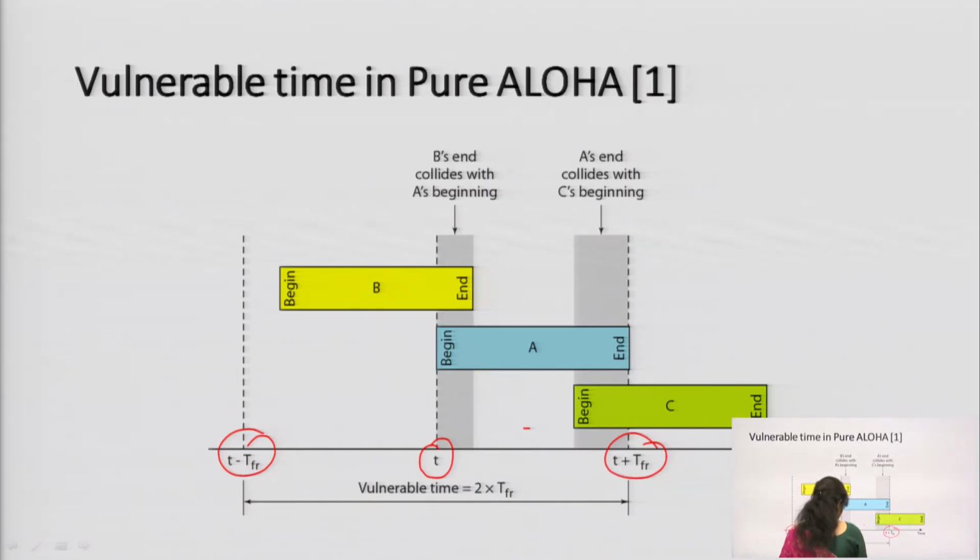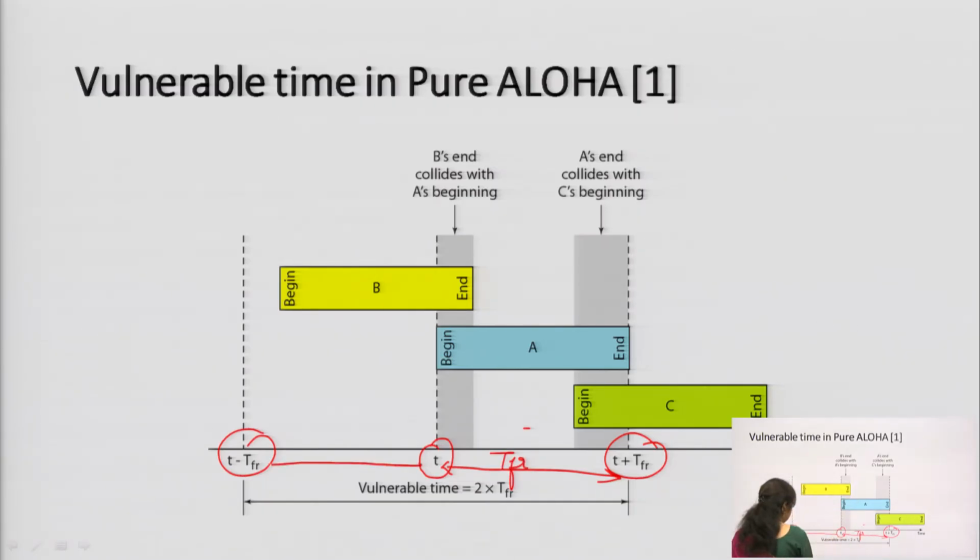And if you are going to consider this time duration, this is denoted by TFR, this is again denoted by TFR. This is the total time duration which is required for the transmission of the particular frame, that is denoted by TFR. Now, you can see that this is B's end, and it collides with the A's beginning.